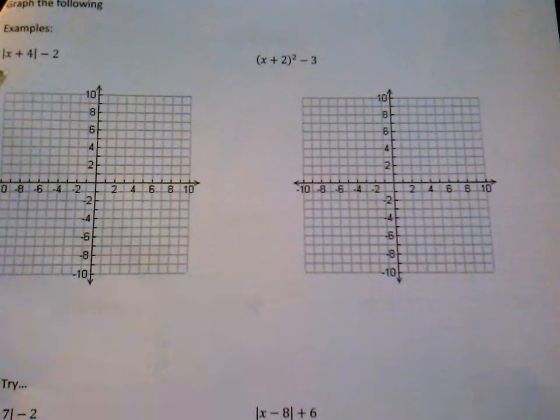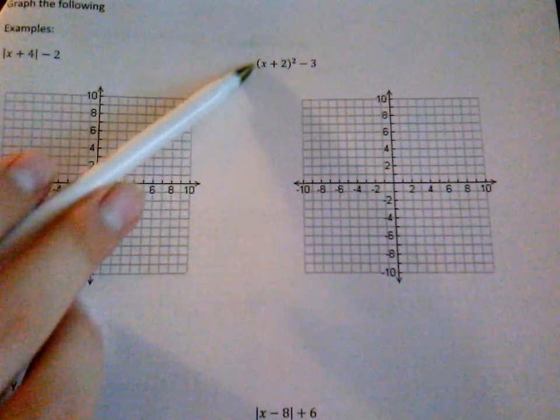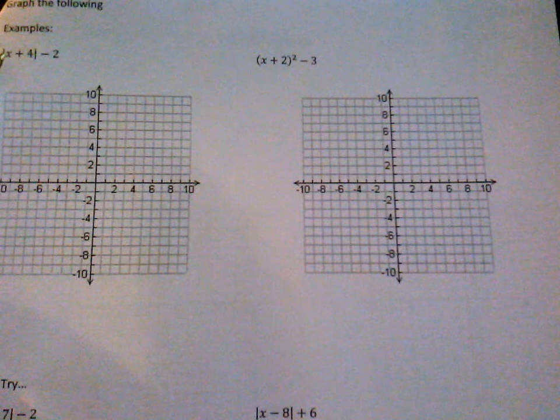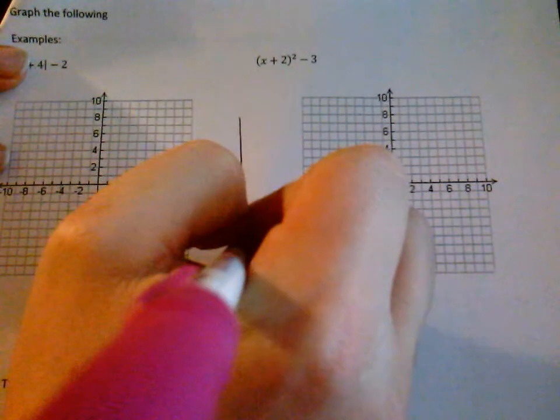Step 1. When you're looking at something like this, what you're going to look for is the h. The h is always going to be inside the parentheses, the little lines, whatever it is. So this 4 is inside. But the h is always the opposite number of whatever's on the inside. So this is a plus 4, so our h is going to be a negative 4.